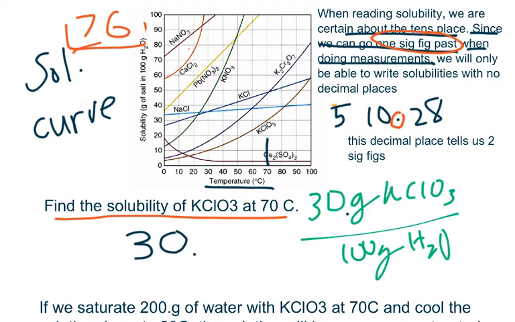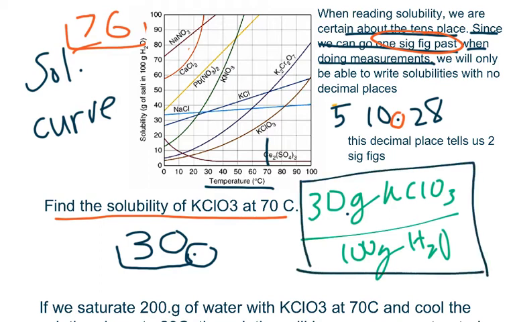So we have to put a decimal place there in order to identify this number as having 2 sig figs and not 1, because if there was no decimal place here, you would say that there's only 1 sig fig, but since it's there, there are 2 sig figs. So the solubility is going to be 30 grams of KClO3 for every 100 grams of water. Since if you look on the y-axis, that's what the units are, grams of salt and 100 grams of water.